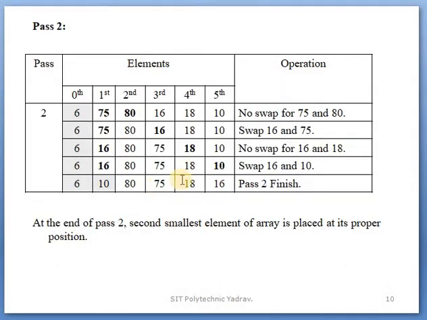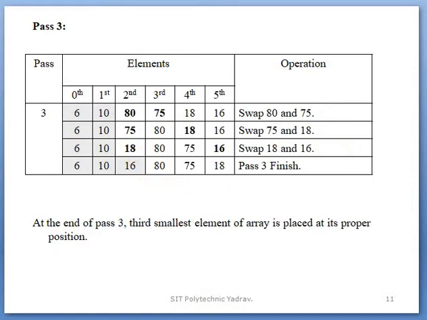75, 18, 16. Clear that? Okay, in pass 3, the 0th position is sorted from pass 1 and the first element is sorted in the second pass, so they are not taken in. When we use the next pass, that time we take the next element, not the second element.